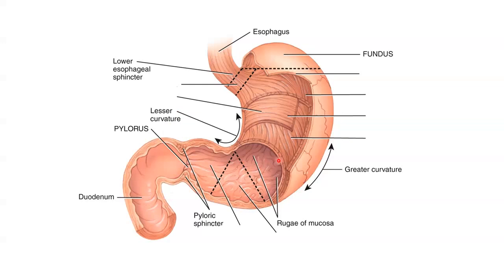These little curved wrinkles on the inside of the stomach are our gastric rugae, or the rugae of the mucosa, which, remember, is what allows the stomach to actually expand when it is filled and then retract when it is empty.